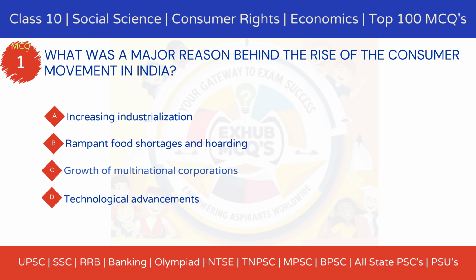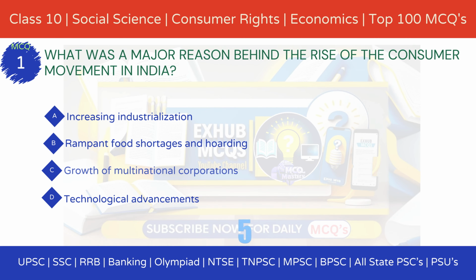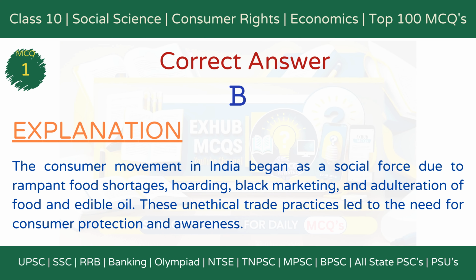MCQ 1. What was a major reason behind the rise of the consumer movement in India? Option A. Increasing industrialization. Option B. Rampant food shortages and hoarding. Option C. Growth of multinational corporations. Option D. Technological advancements. The correct answer is option B, rampant food shortages and hoarding.